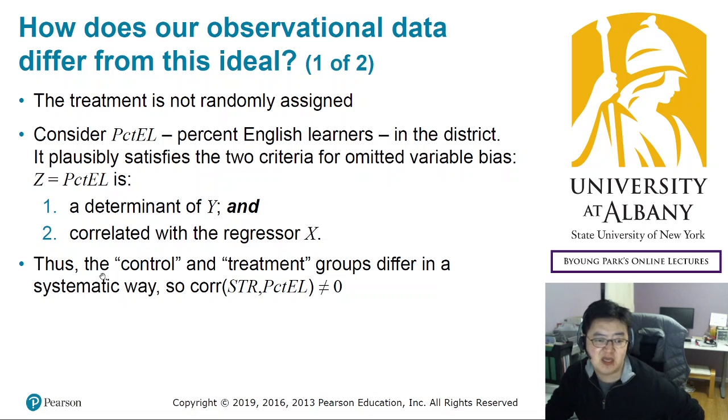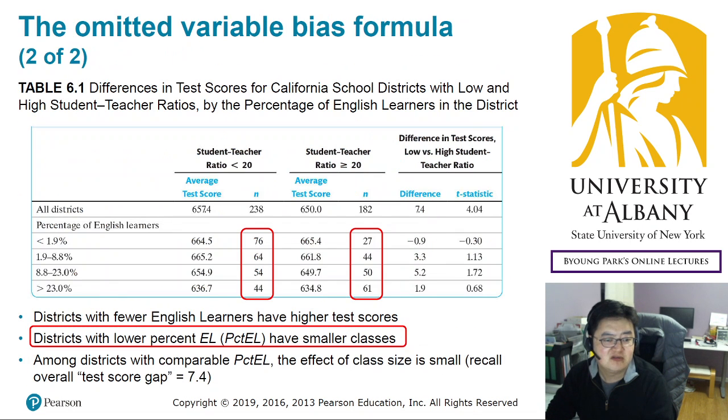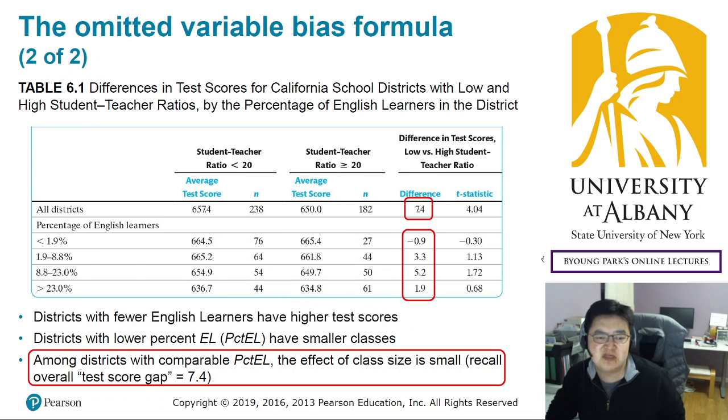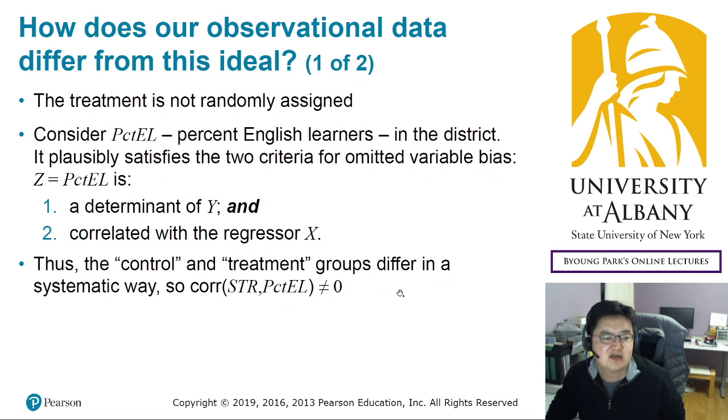So, casually speaking, the control group, the large class group, and the treatment group, the small class group, differ. They are different in a systematic way, which means you can find a clear pattern, right? In the small class, the percentage of ESL students decreases as the ratio of small class increases. So something like this systematic pattern exists. So it satisfies the second condition as a confounding variable, as an omitted variable.